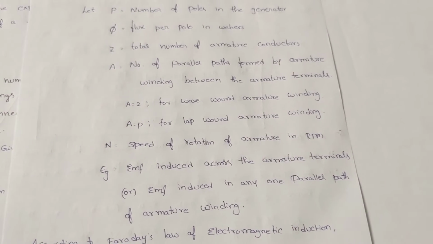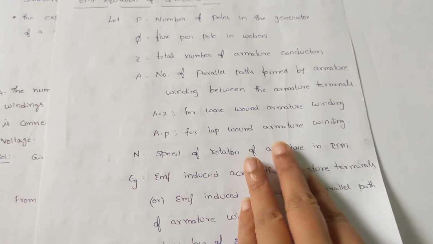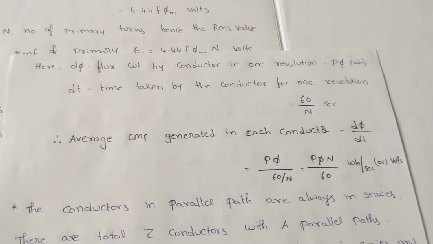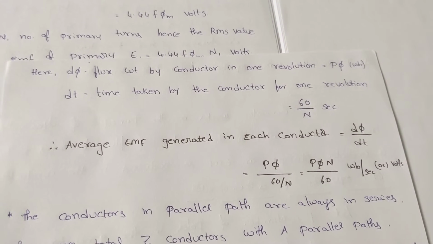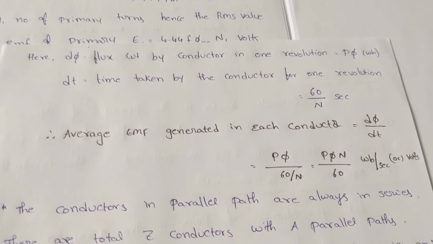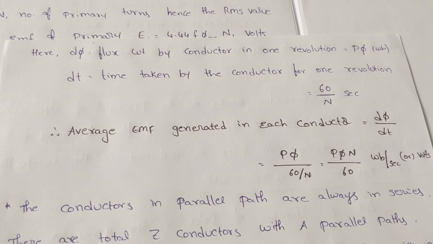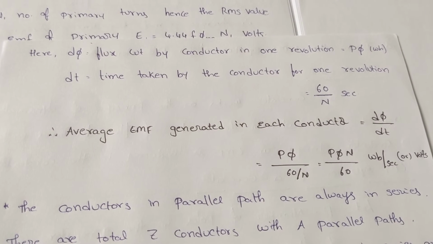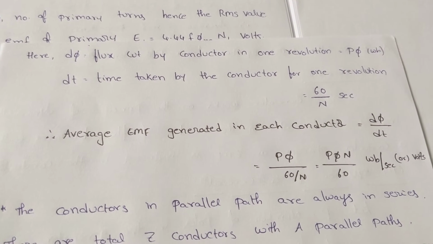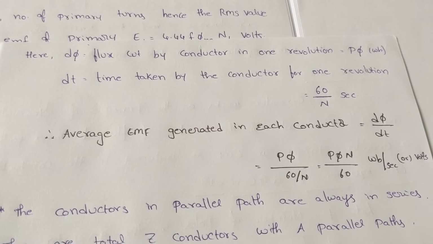So here, in one rotation, we need to know how much flux will vary. The change of flux is given based upon the flux linkage per pole. So the change of flux d phi equals the flux cut by the conductor in one revolution. First, initially we are considering one revolution, and it will be P into phi. And coming to dt, that is the time taken to complete one revolution.